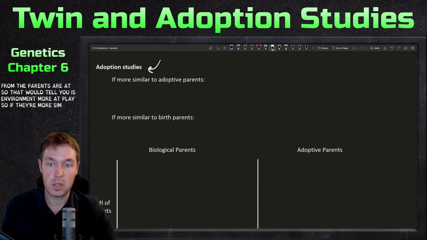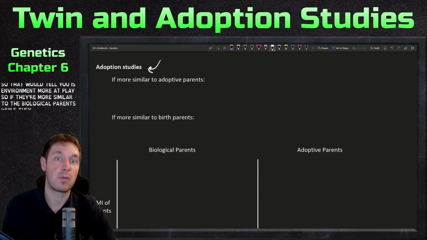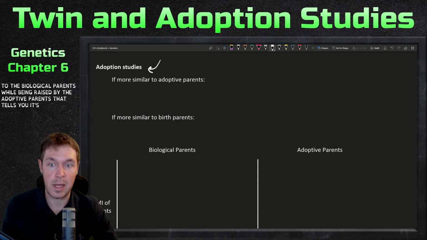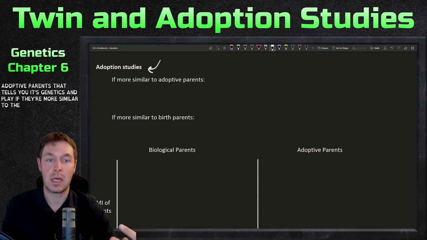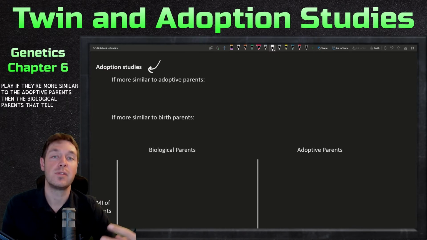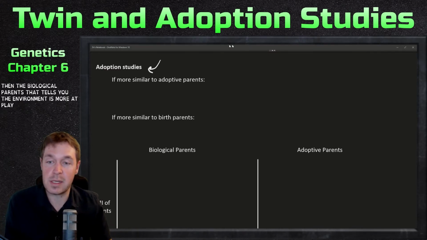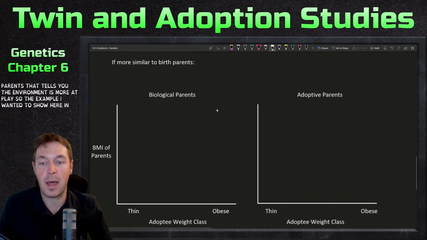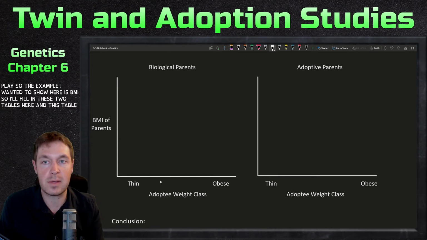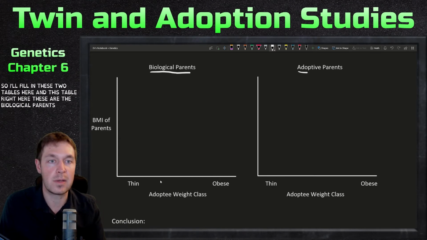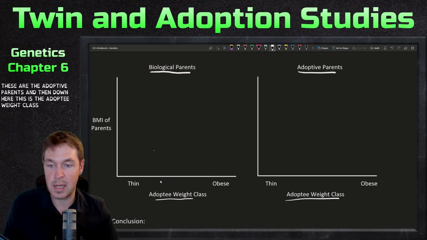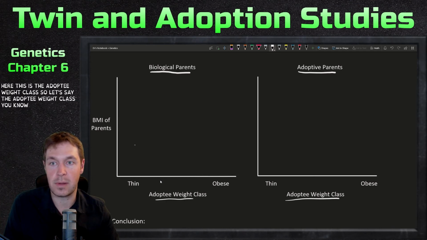If they're more similar to the biological parents while being raised by the adoptive parents, that tells you it's genetics at play. If they're more similar to the adoptive parents than the biological parents, that tells you the environment is more at play. The example I wanted to show here is BMI. I'll fill in these two tables. These are the biological parents, and these are the adoptive parents. Down here is the adoptee weight class. Let's say the adoptee weight class is thin.